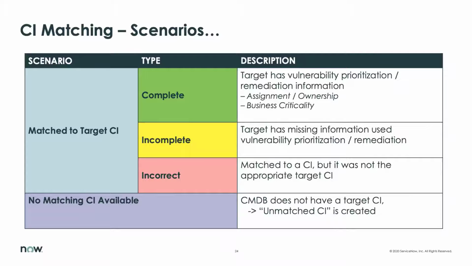The third flavor, this is the tricky one. We may match to a CI, but perhaps it's the incorrect CI. It's not the appropriate CI. And often this comes with wrinkles such as if there's duplicates in the CMDB, if there's orphaned low-level CIs, such as a network adapter or an IP address. And of course, the last one here is if there's no match, right? We would in turn create an unmatched CI.